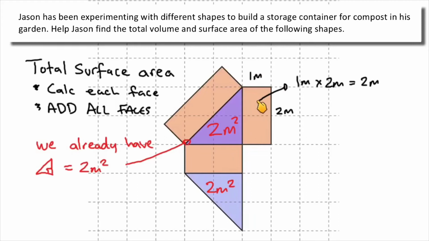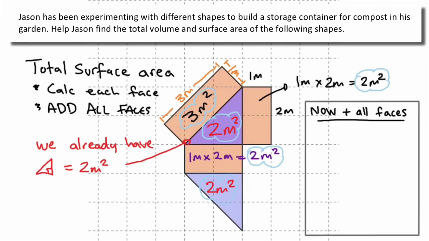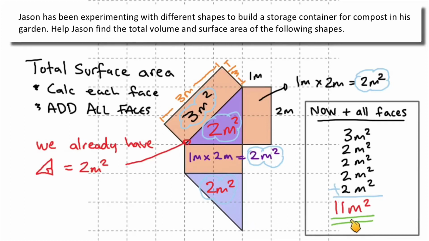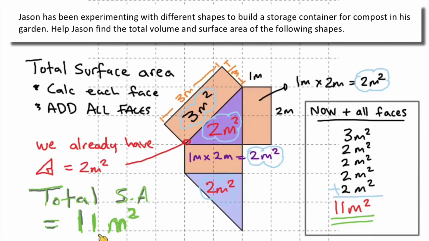We can work out the area of this lateral face as it's 1 meter by 2 meters, which gives us 2 meters squared. This lateral surface gives us 2 meters squared. And the final one is 3 meters by 1 meter, which gives us 3 meters squared. We now need to add up all the faces to find the total surface area. That gives us a total of 11 meters squared. So we have a total surface area of 11 meters squared. So if we had to paint this triangular prism, we will need 11 square meters of paint or weatherproofing.